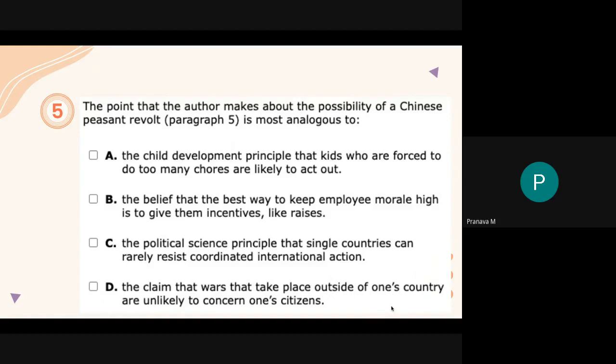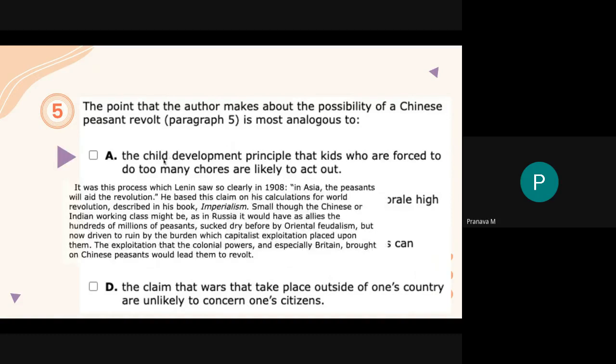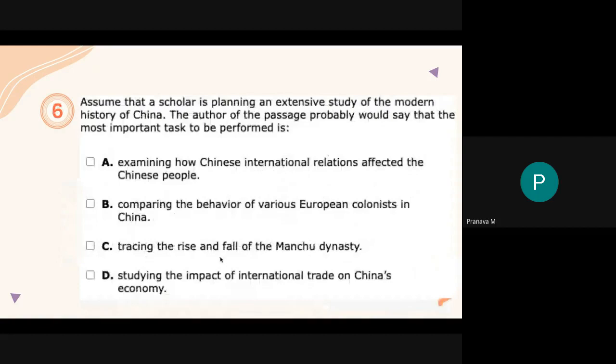It's irrelevant to this passage at all. So the passage doesn't mention wars taking place outside of China and how they're not affecting China's peasants. So in this, A is correct because the Chinese peasants would be like the child who is forced to do too many chores, forced to endure too many burdens. And so that exploitation is making them have to revolt.